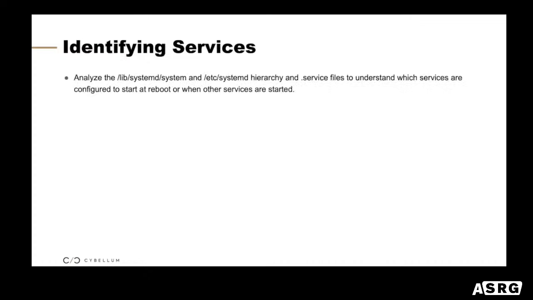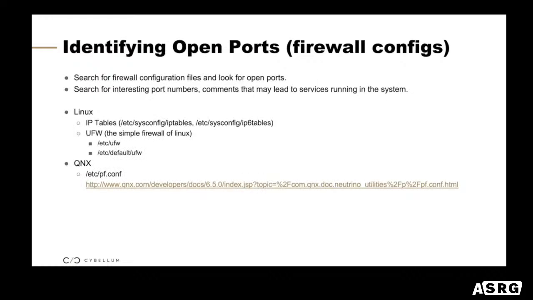Identifying services: you can analyze systemd, for example, and understand its hierarchy to understand which services are configured to start at reboot and which ones are enabled. This can help to identify if some services are enabled, and obviously pose more risk when a component is really running. You can also look at open ports, search for firewall configuration files, search for their open ports, and identify things that are more risky when the firmware is actually booted. I'm listing here just examples of the Linux firewall configuration files and QNX configuration file.